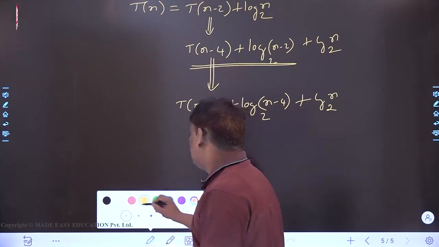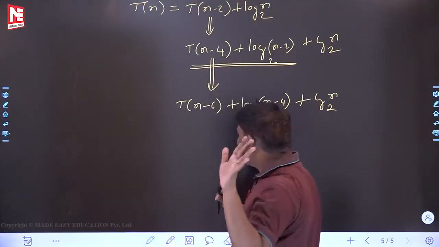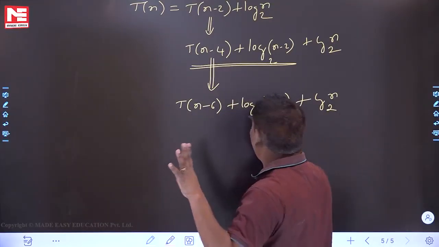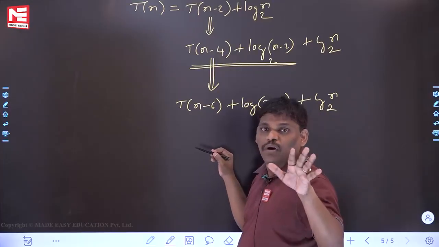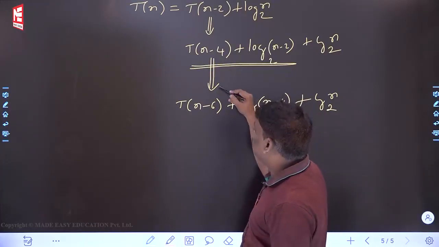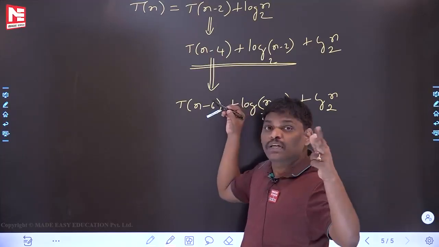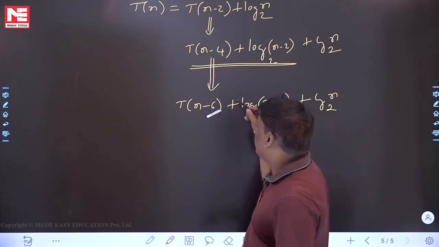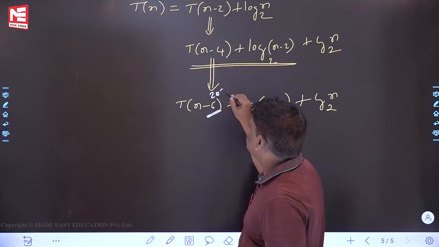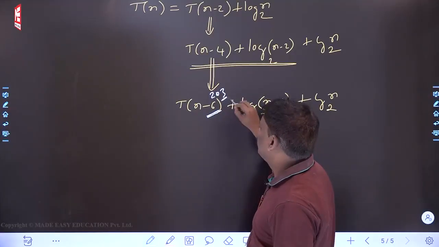So I am verifying. 3 times I did it, and in the third step everything should be there in terms of 3. How is it? You did it 3 times, but it is 6. Actually, I expected it in terms of 3. It is 6: 2 into 3, 6. 3 times you did.